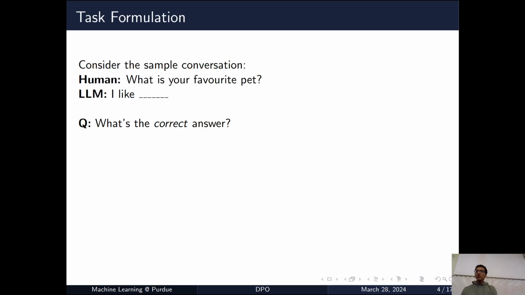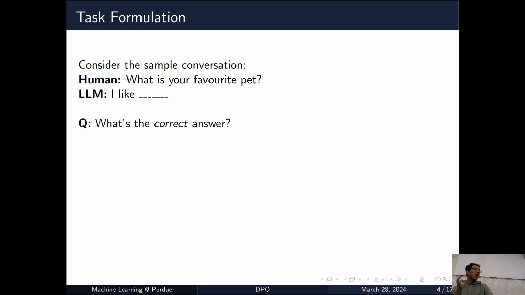So, task formulation. Consider this simple conversation. You have a human asking, in part, what is your favorite pet? The LLM has to fill in the blanks. It says, I like dash. And now the question to you is, what is the correct answer? Is there a correct answer? If we look at it contextually, the LLM may like anything. Any pet it likes is technically correct in some sense.